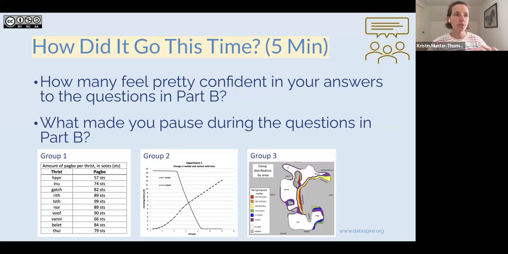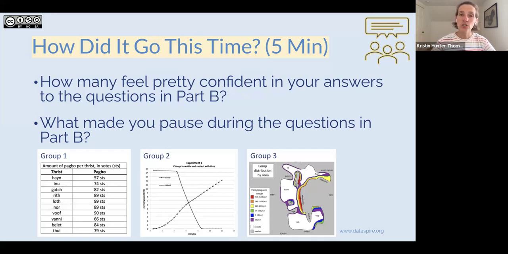And part A is more about orientation, what is on the page, which is why we don't need to know what the data are about. We don't need to have context to feel pretty confident in how we can answer the questions on part A as experts who work with data. But we don't have the context. We don't understand what's going on in the data. So it's really hard to answer part B questions.